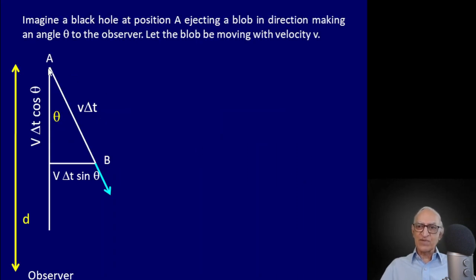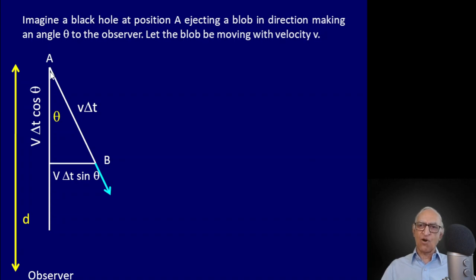Let's go back to a moving clock. This time it's a moving blob. Let us say that there is a black hole at the location A, and the black hole ejects a giant plasma blob, which radiates, and we detect the radiation. And let us say that that blob is ejected along this direction, making an angle theta with the observer who's here at a distance d from the black hole. And let the blob be moving with a uniform velocity v.